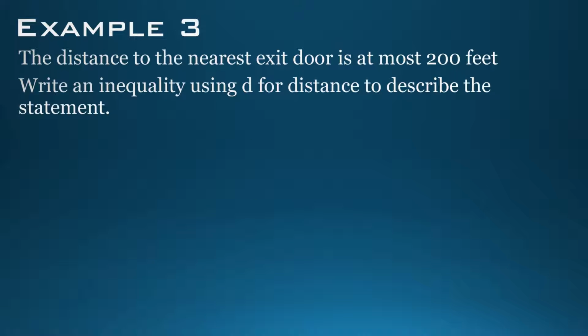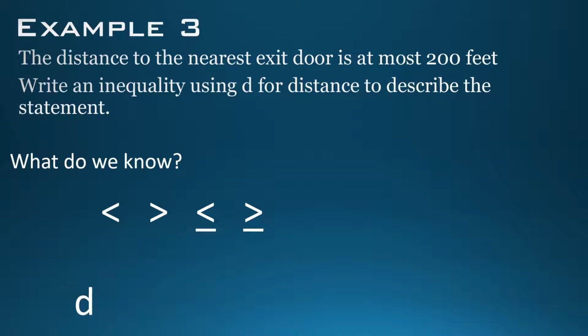Now let's take a look at example number 3. The distance to the nearest exit door is at most 200 feet. We're writing an inequality and we're going to use d for distance to describe the statement. So, what do we already know? Well, we know we have d for distance, some number of distance we don't know yet. We have to use one of these inequality symbols. We don't know which one yet. And we know that the number we have is 200 feet. So what the problem says is that the exit door is at most 200 feet.